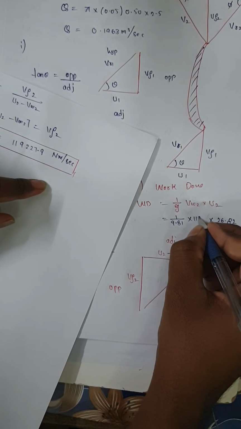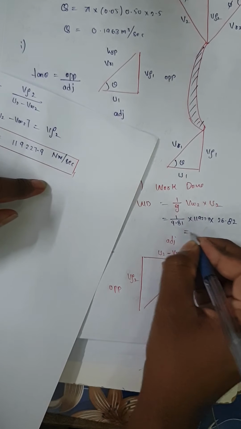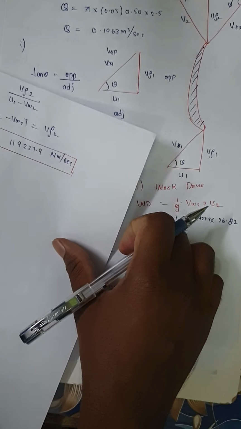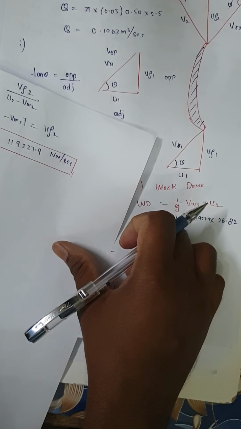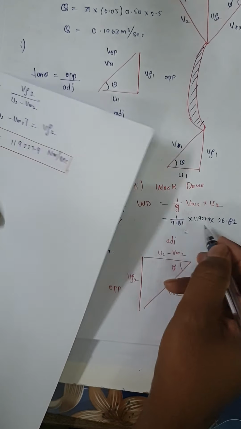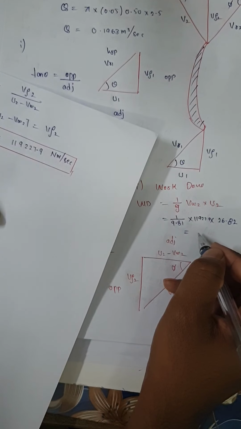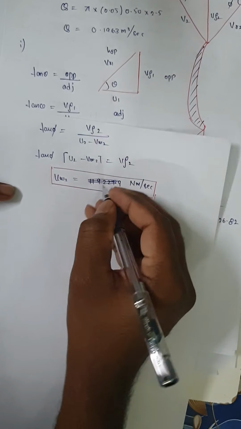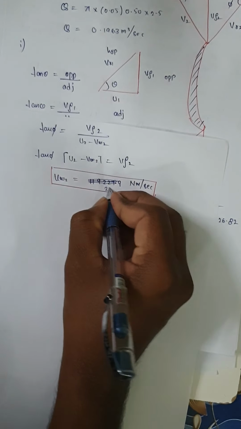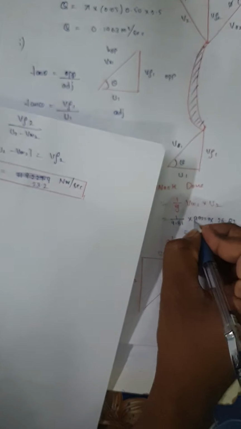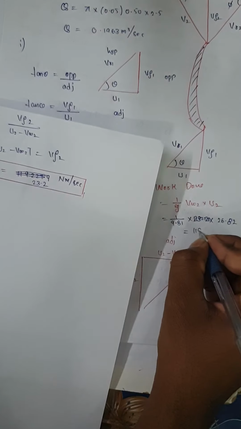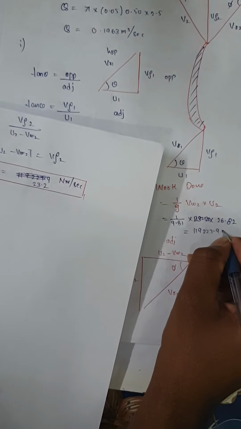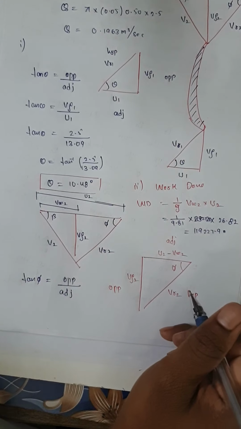If you substitute here, you will get the value of work done. After substituting that, you will get the value of work done for this one with the vw2 value. If you solve this one, vw2 value will be somewhat 23.2. If you substitute here, you will get 119,227.9. This is the value for work done.